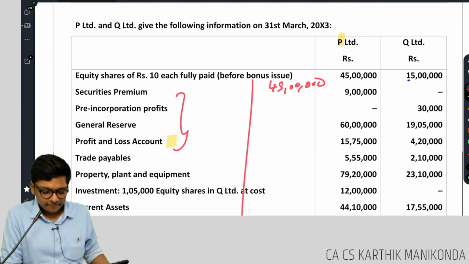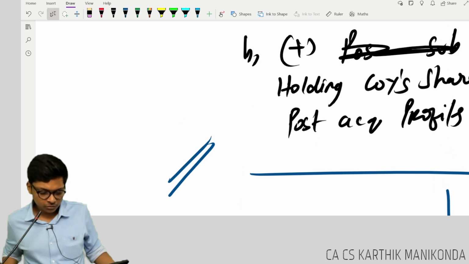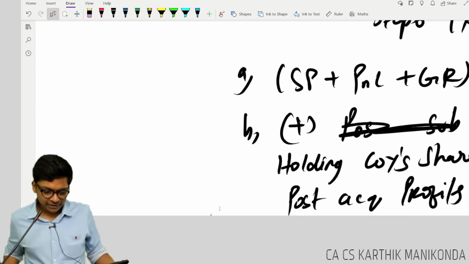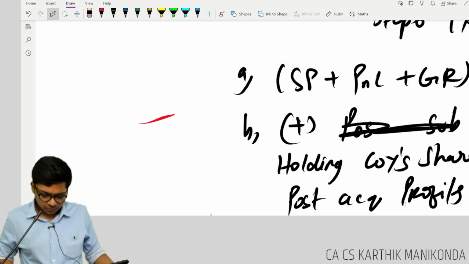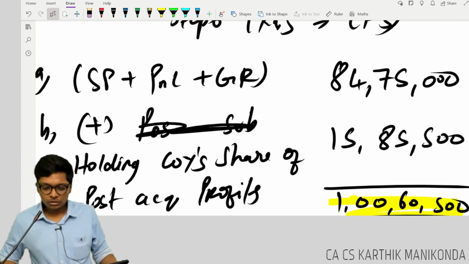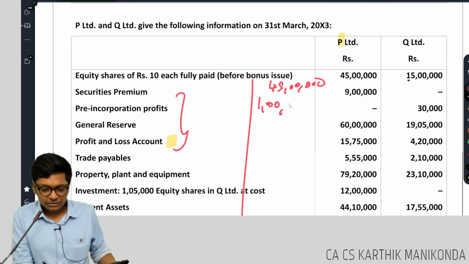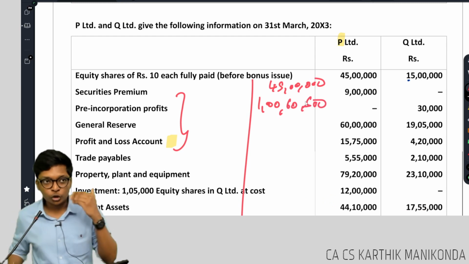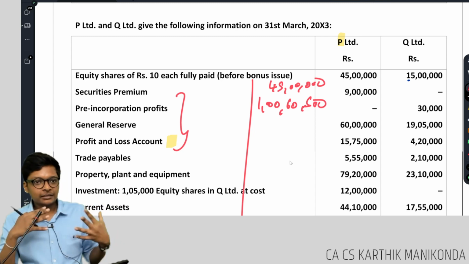What will I take? Step 6. How much? Where is it? This one, 1 crore 60 lakh. So 1 crore 60,500. I'm preparing this to show you how easy it is. Next, trade payables, line by line addition.